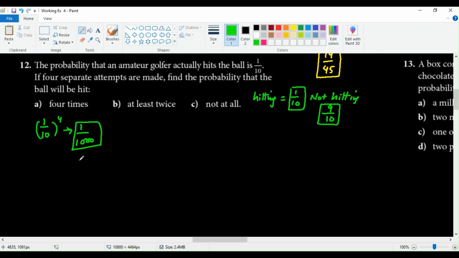Now, first of all, we need to calculate at least twice. So that means 4 and 2, we need to have a combination. So this gives us 4 times 3 times 2, and this gives us 2 times 2. Gives us finally 24 over 4, which is going to give us a 6.